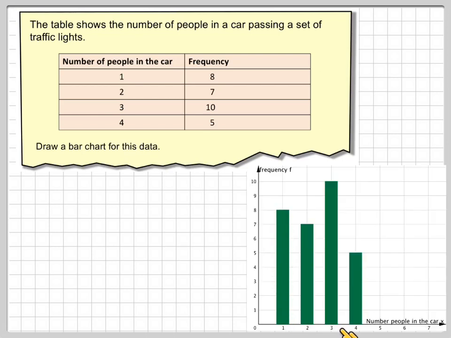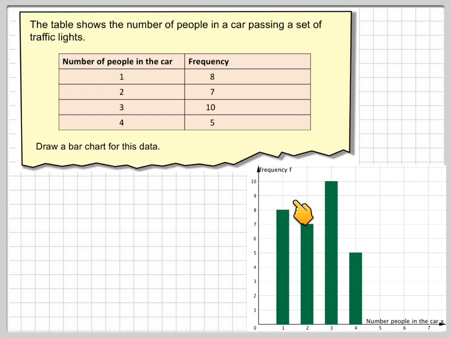On the horizontal axis, you label 1, 2, 3, 4, and then the height of each bar should be the same as the frequency. So 1 is 8, 2 is 7, 3 is 10, and 4 is 5. The axes are labelled: the number of people in the car, and the frequency.